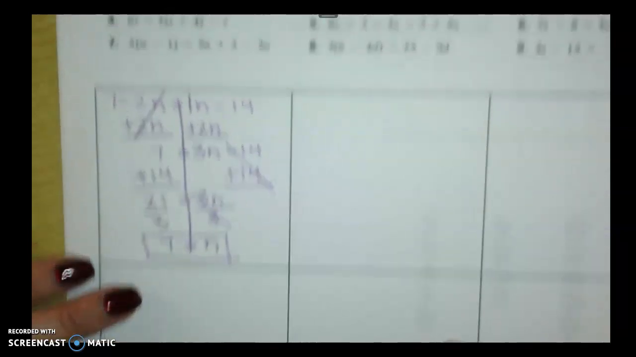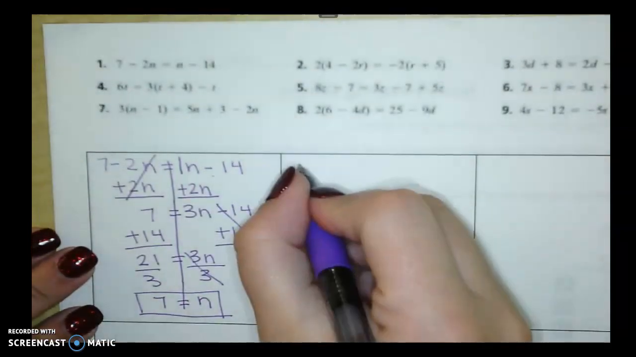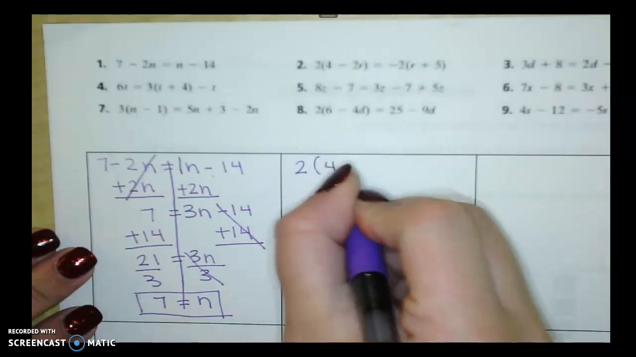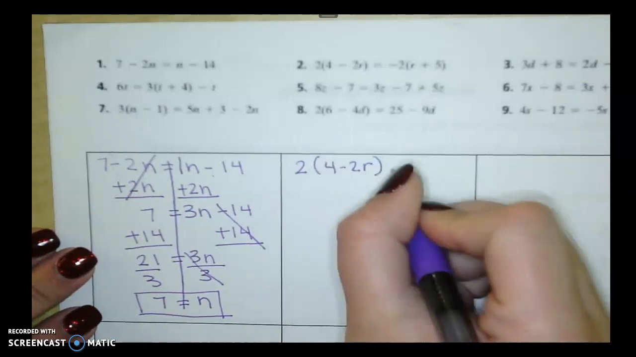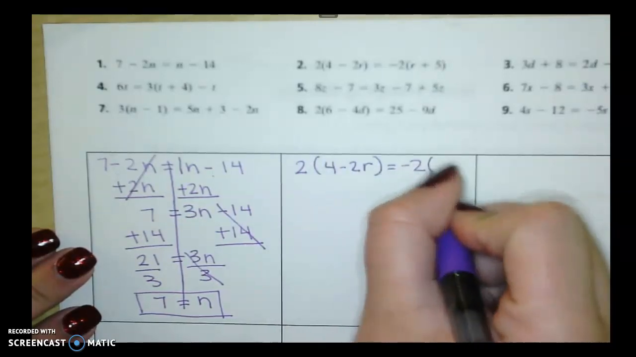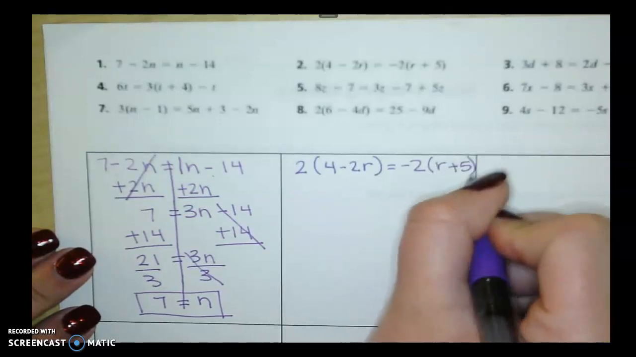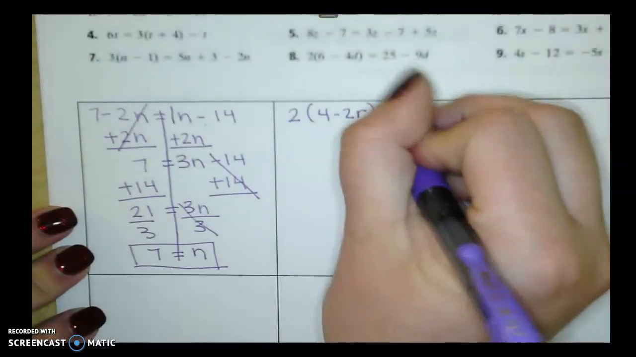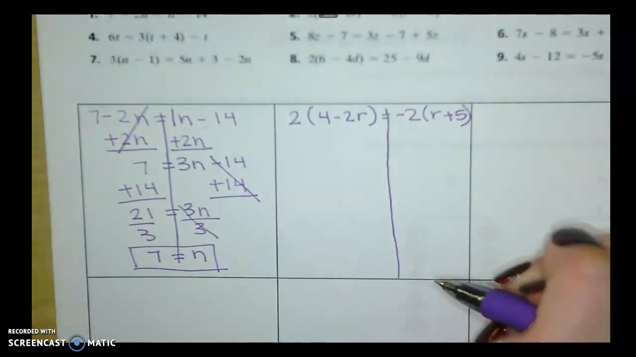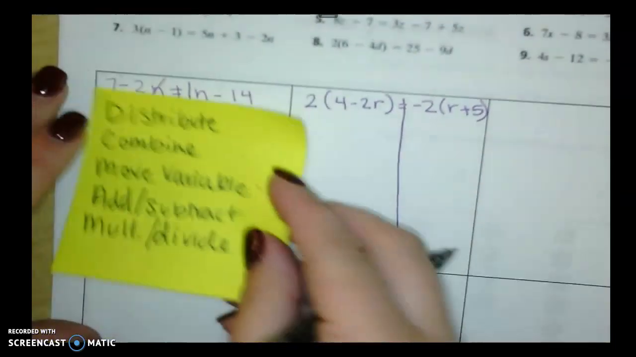All right, number 2. We're going to copy down in this box 2 times (4 minus 2r) equals negative 2 times (r plus 5). Okay, so draw your line down your equal sign. And here's my steps again.